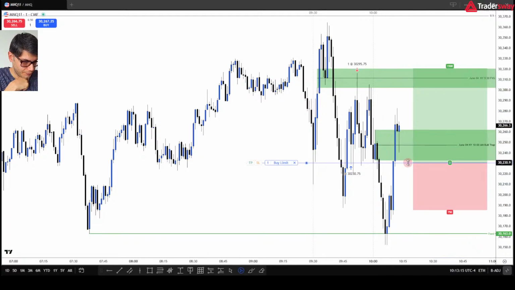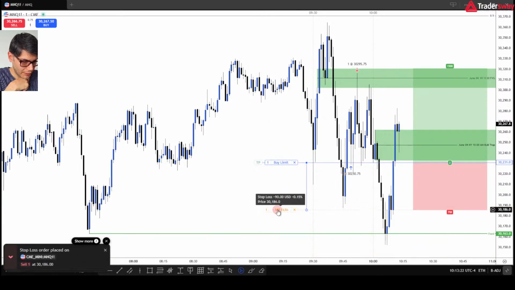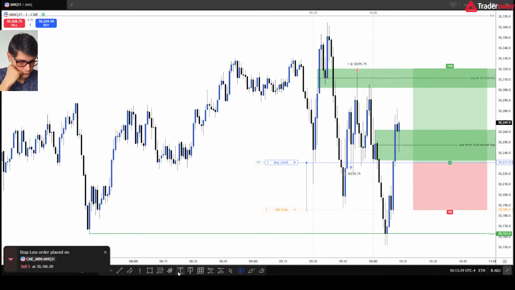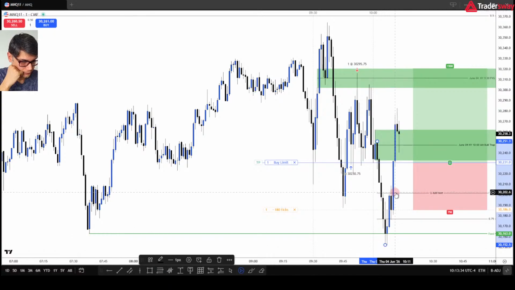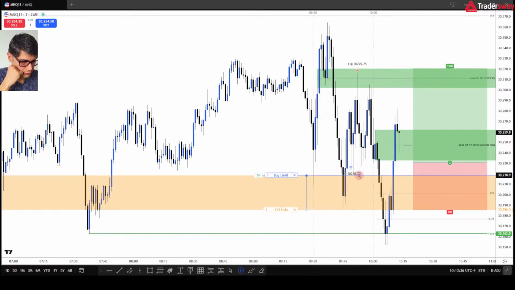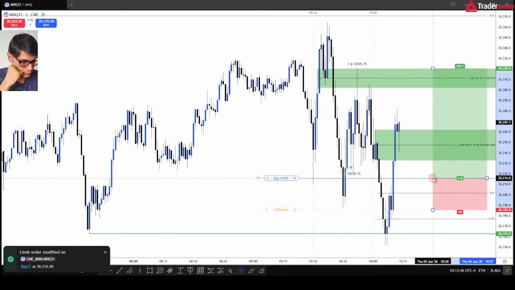Okay. I don't want to risk more than this. How much would that risk be? $186.90 for this trade? That's too much. It went way too fast. Let's see the 50% of this range. 50% is here. I don't want to risk more than this much.